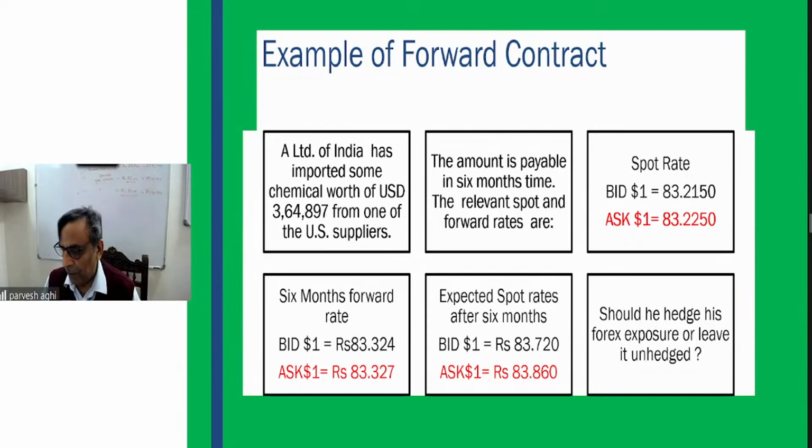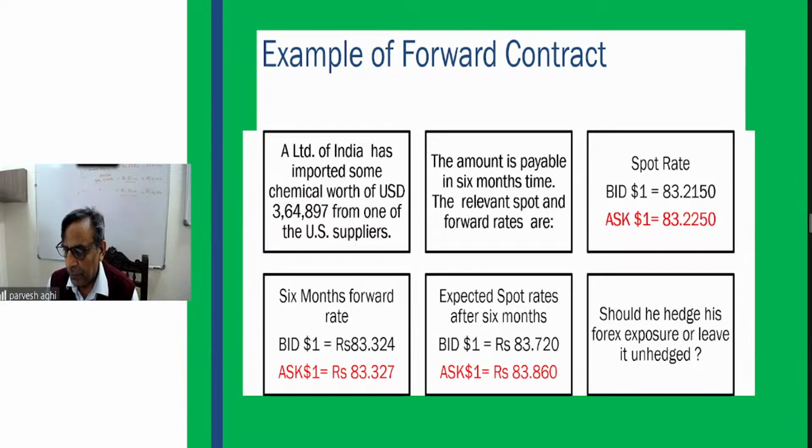Now, examples of the forward contract. Let's take one example and we just close it. A Limited of India has imported some chemicals worth USD 3,64,897 from one of the US suppliers. The amount is payable in 6 months' time. The relevant spot and forward rates are given to you.